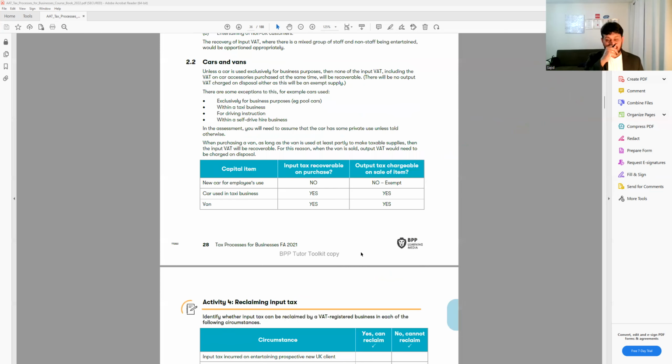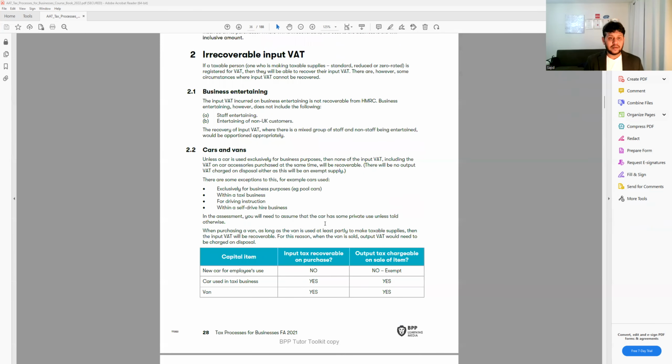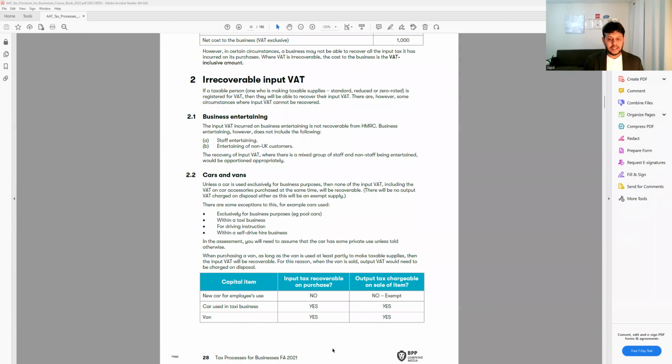The next one we have is irrecoverable VAT, that we have discussed before. Let's read a little bit quickly before we go to any question. It's business entertainment. Business entertainment, the VAT is not allowed to be reclaimed. So the input VAT incurred on business entertaining is not recoverable from HMRC. However, this does not include the following. So we have two exceptions.